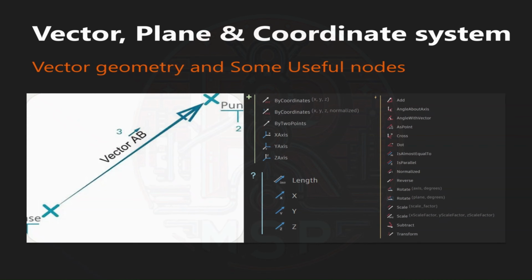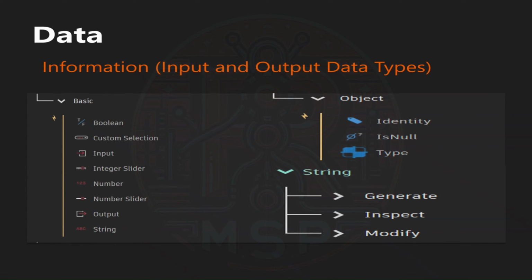Here we will learn about vectors, how to create a vector and when it is required, how to create planes and where we can use them, and at last how to use a local coordinate system and the project coordinate system and their Dynamo nodes. Now we will move on to learning about data or information, different data types, various input nodes and some nodes on how to modify the input and output.